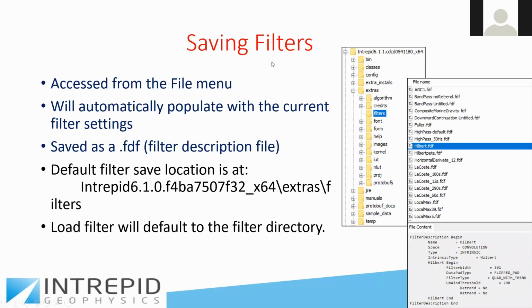If you want to, you do have the ability to define your own filters. These can be accessed from the file menu, as I demonstrated in the line filtering tool. When you select it, it will automatically populate the current filter with your filter settings. These are saved as a .fdf filter description file, and by default they're saved in the Intrepid installation directory, extras, and then filters.